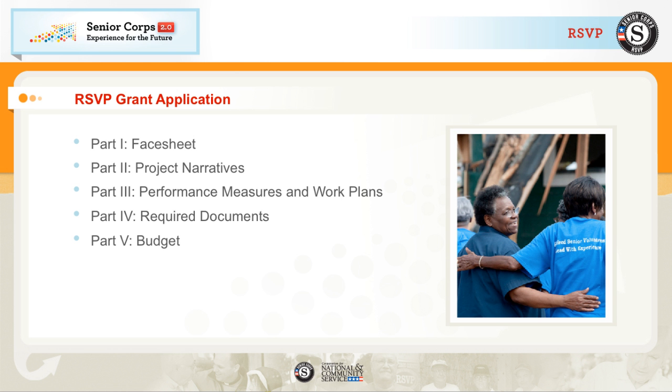The RSVP grant application consists of 5 primary parts: the face sheet, project narratives, performance measures and work plans, required documents, and budget. Each part of the application corresponds to one or more fields in eGrants. Each part of the application will be reviewed in further detail throughout this session, with the exception of the performance measures, which is covered in a separate training. First, let's review the process for starting your RSVP application.